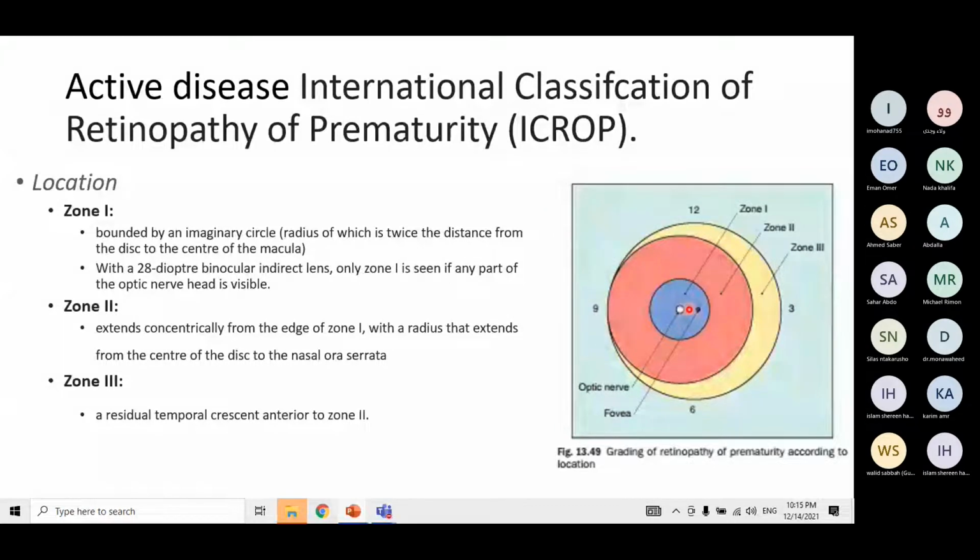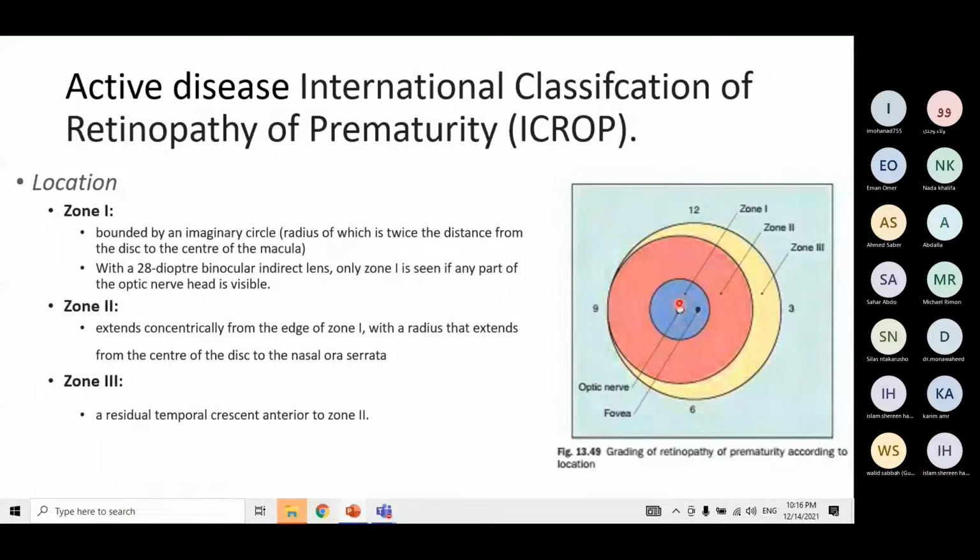So this is one area, one distance, and we take another distance and draw a circle around that there. How can we see it clearly, clinically? We use the 28 diopter lens and look with the indirect ophthalmoscope. Put the optic disc at one edge of the view. Roughly the other edge of the view is the edge of zone 1. So if you see the blood vessels extending beyond that, it's going into zone 2.